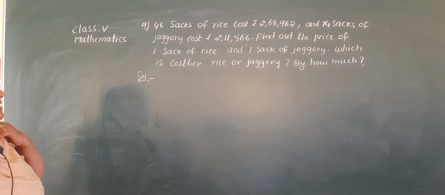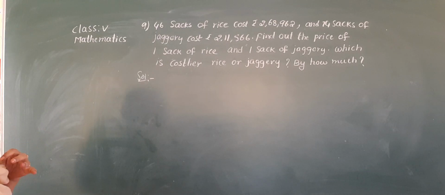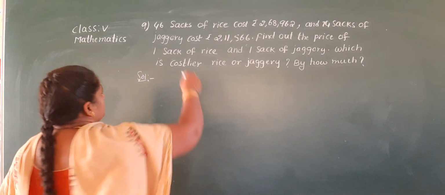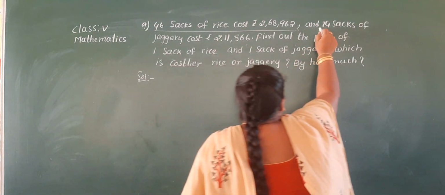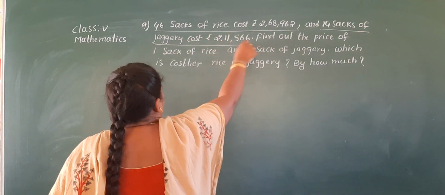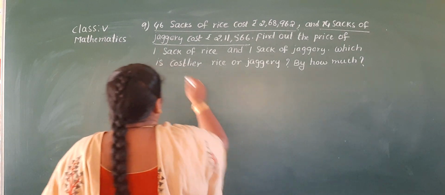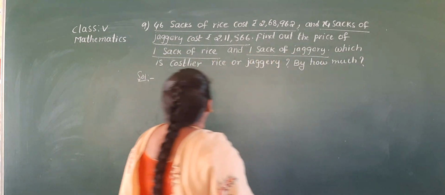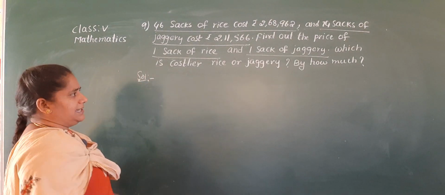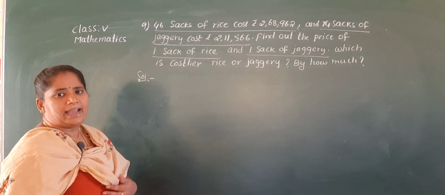So what is given, children? As 46 sacks of rice cost is given. So we have to underline this. This is the rice cost. And 74 sacks of jaggery cost is given. Now we have to find 1 sack of rice cost and 1 sack of jaggery. Now after, which is costlier, rice or jaggery, by how much?